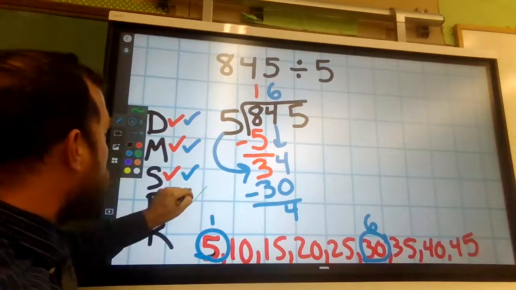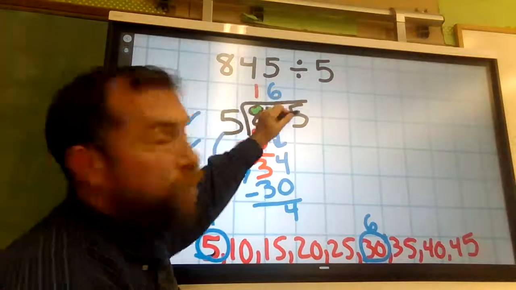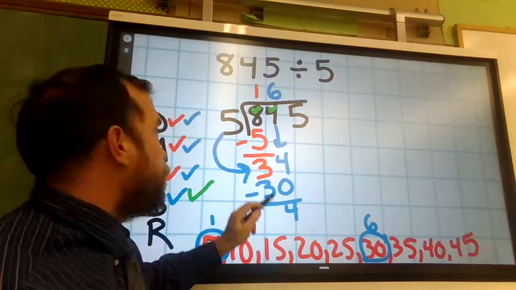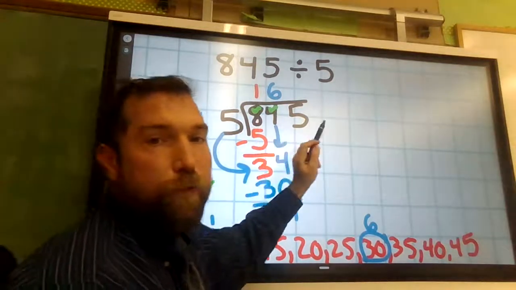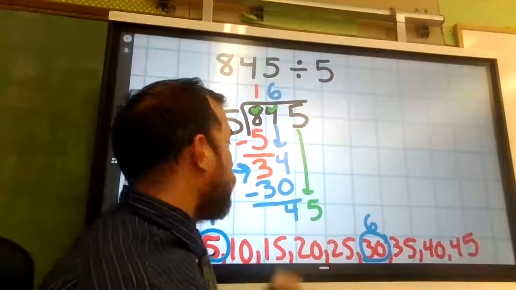So I go and I check, right? I used the 8 already. I used the 4 already. I have not used the 5 yet. If this was 84 divided by 5, my answer would have been 16, remainder 4. Since it's 845, I have to keep going until I run out of numbers to bring down.